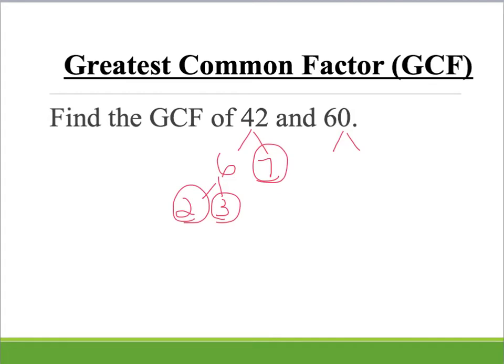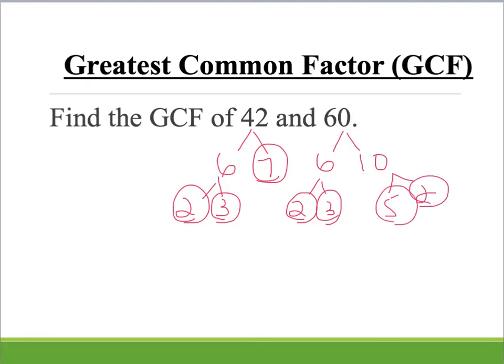Okay, so for 60, I can do 6 times 10 and 2 times 3 here. And for 10, 5 times 2. Okay, so now I have all of my prime numbers circled, okay?